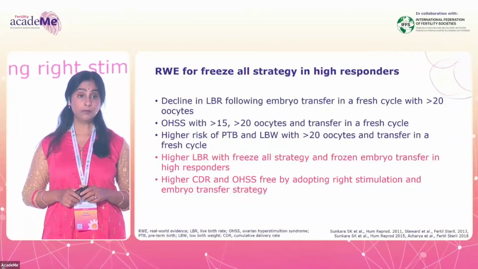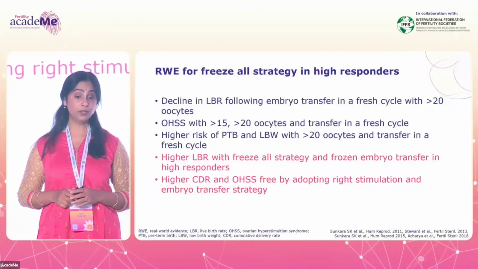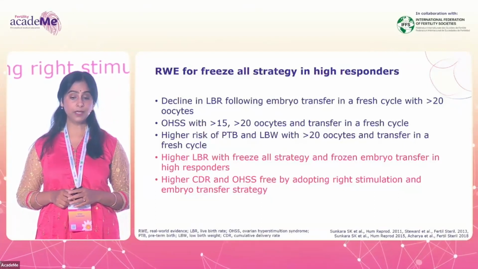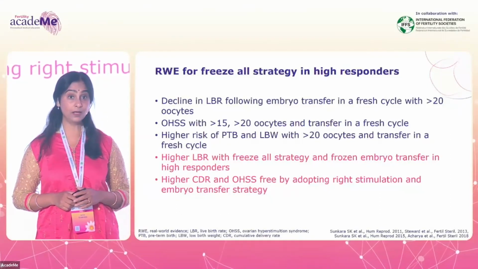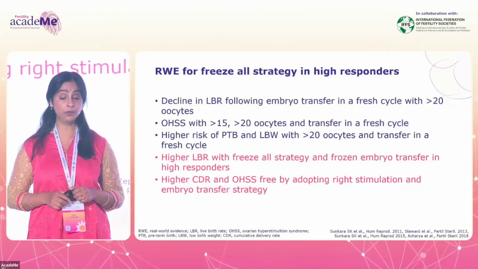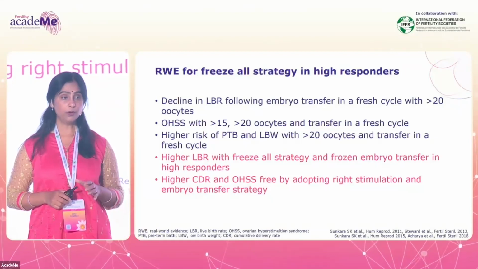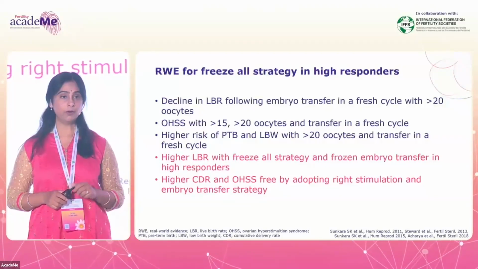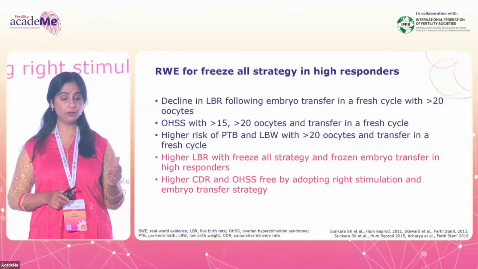There's a higher risk of OHSS, depending upon the protocol, the stimulation protocol or strategy you use, with more than 15 or 20 oocytes and transfer in a fresh cycle. There is a higher risk of preterm birth and low birth weight with a very high number of oocytes. In our study, we said there was a higher risk with more than 20 oocytes and transfer in a fresh cycle. We also saw that there is a higher live birth rate with a freeze-all strategy and frozen embryo transfer in high responders in PCOS women, both from real-world evidence and randomized controlled trials.